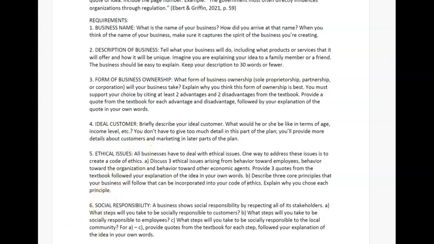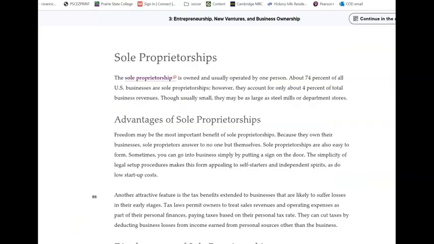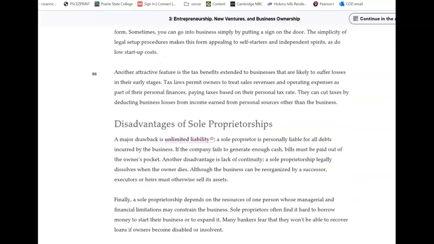So here's an example. There's sole proprietors, partnerships, LLCs, corporations. So you've got several to choose from. Let's say you chose sole proprietorship. Well, you need a quote from the textbook. What the textbook says are advantages and disadvantages of sole proprietorships. So quote the textbook, put it in quotes, and put the citation with the page number next to it, and then explain what that means for you and your business.